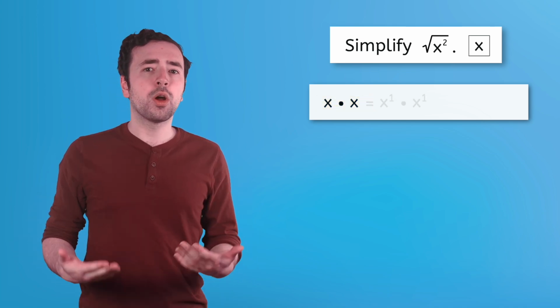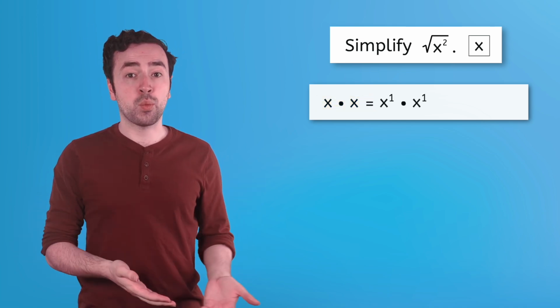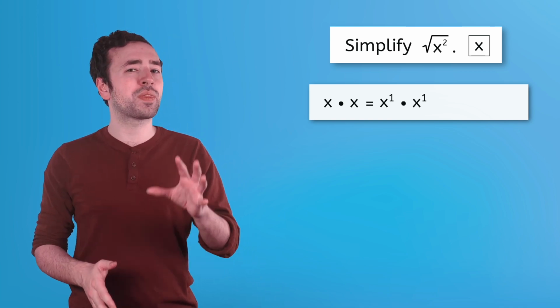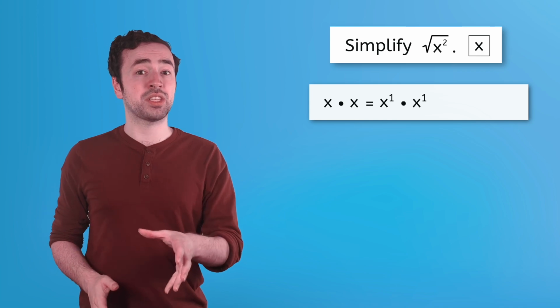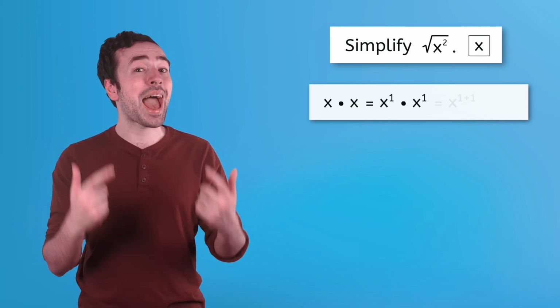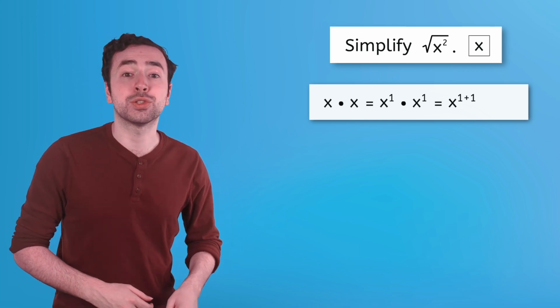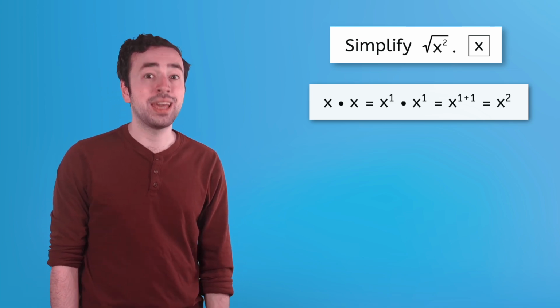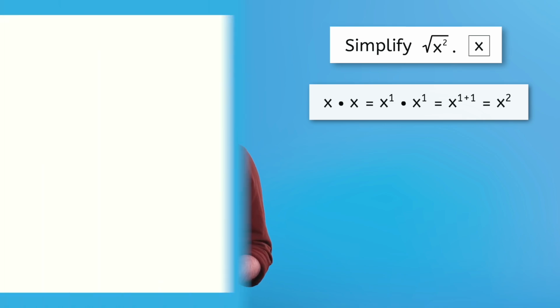So we could write this as x to the power of 1 times x to the power of 1. When we multiply terms with the same base, like x here, what do we do with the exponents? We add them. 1 plus 1 is 2, so x times x equals x squared. And that means the square root of x squared equals x.